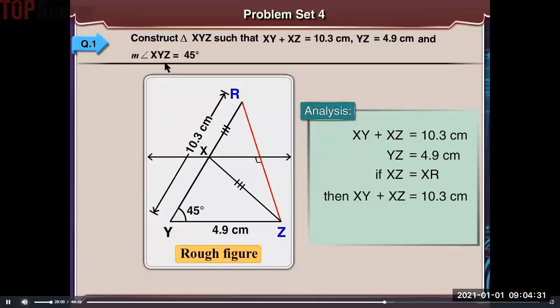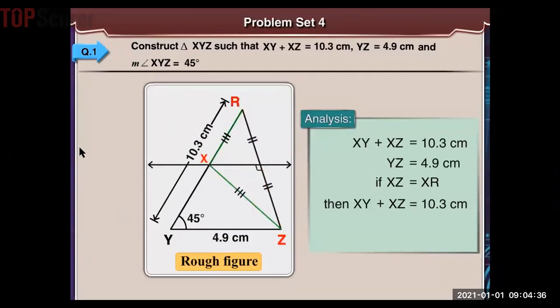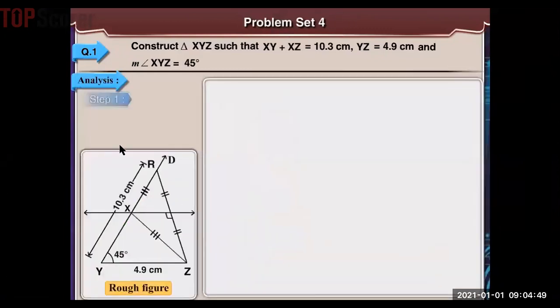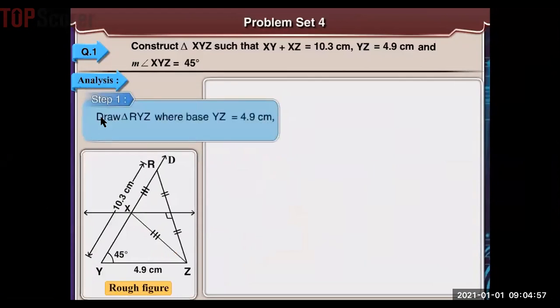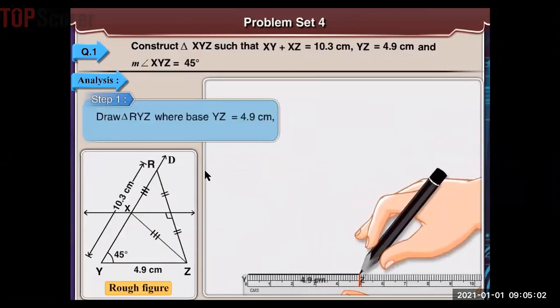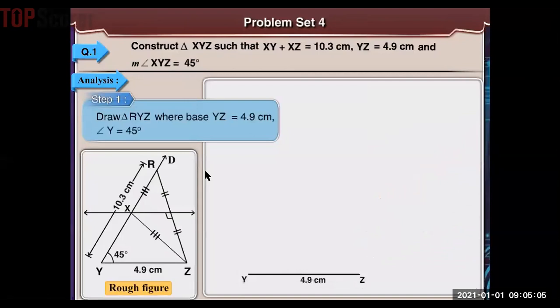Hence, if we draw the perpendicular bisector of segment ZR, then XZ is equal to XR by perpendicular bisector theorem, and we get the desired triangle XYZ. Step 1. Draw triangle RYZ, where base YZ is equal to 4.9 centimeters. So you draw the base first, which is 4.9 centimeters. Angle Y is equal to 45 degrees, and YR is equal to 10.3 centimeters.